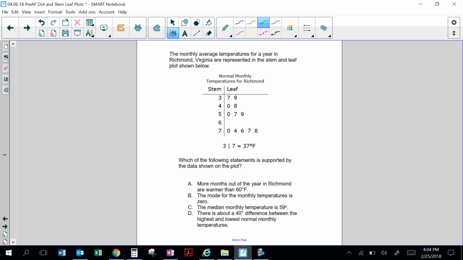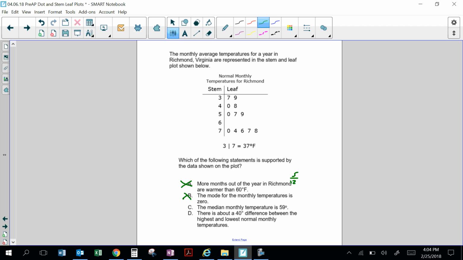Let's look at the first one. More months out of the year, there are 12 months in a year, are warmer than 60. 1, 2, 3, 4, 5. So 5 out of 12. No, it's not more months. That's less than half the year. The mode is 0. No, the mode is none. There is no number that repeated.